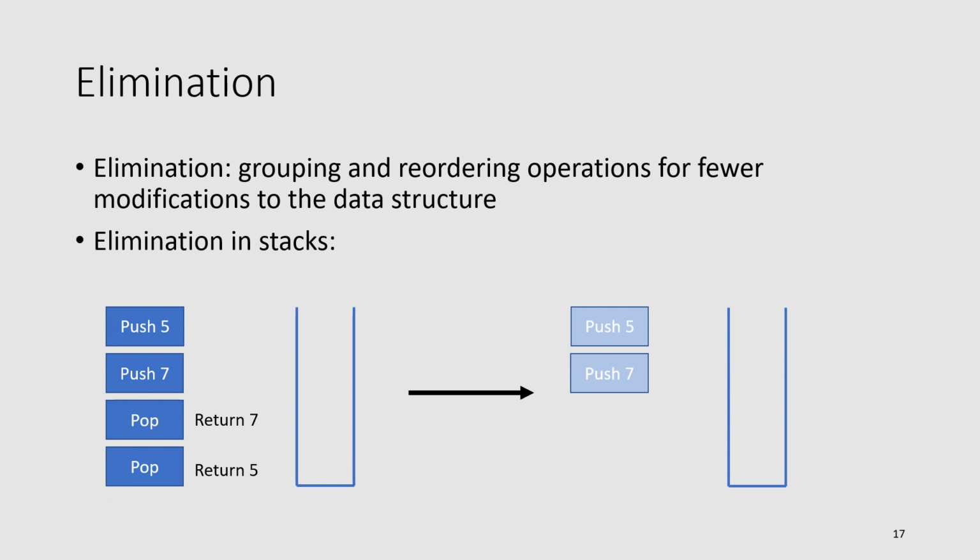Then, when a pop operation arrives, we pair up the concurrent push 5 and pop, so that the pop returns 5, and neither operation has to modify the stack. We do the same for the other push.